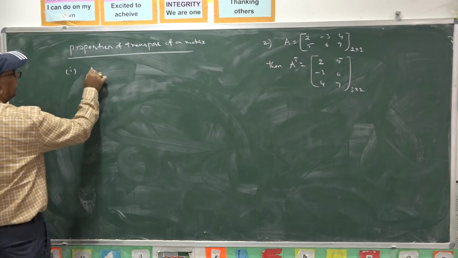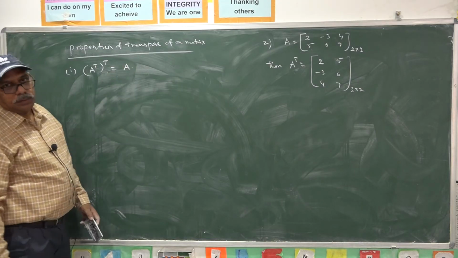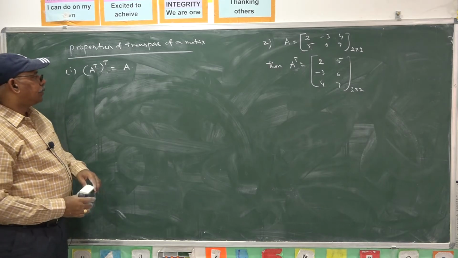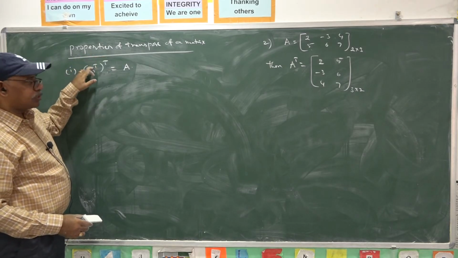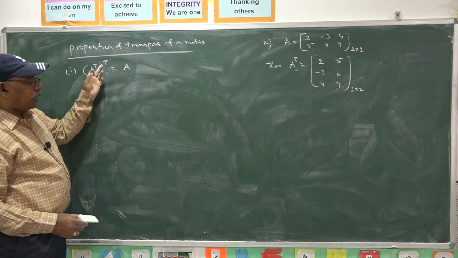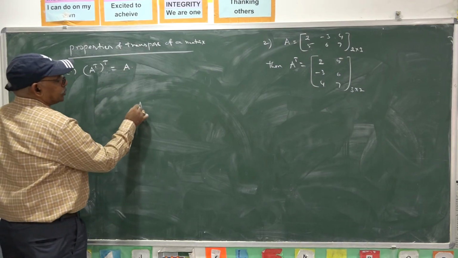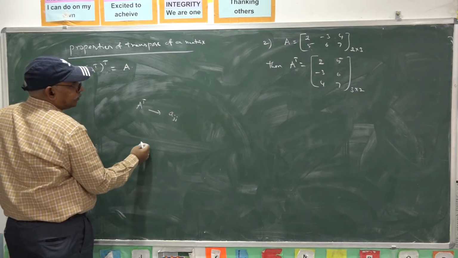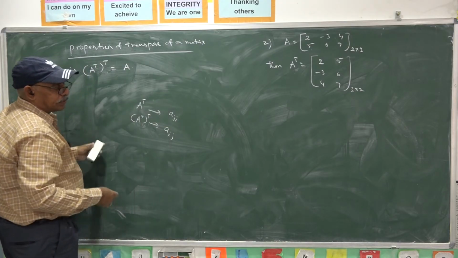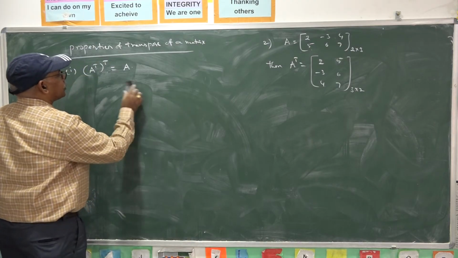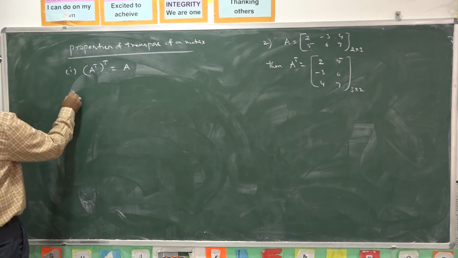The first one is A transpose, whole transpose, is always equal to A, where A is the given matrix. The transpose of the transpose: A transpose means you are interchanging rows to columns, and then again rows to columns, we get the same matrix. A transpose is nothing but Aji, and its transpose gives us again Aij, the elements of the original matrix. Hence, A transpose transpose equals A itself. Easy.